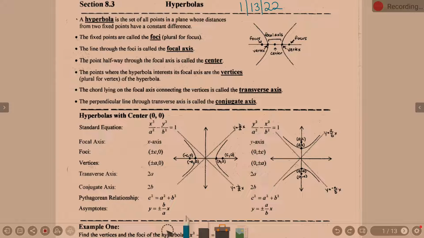As we pick up in Lesson 8.3 today, hyperbolas, you will notice a lot of similarities. A lot of similar vocabulary, a lot of similar formulas, but you'll also notice some definite differences.